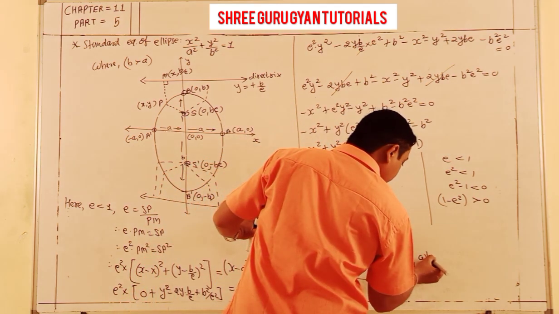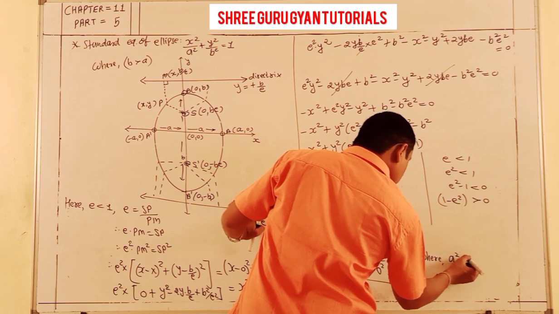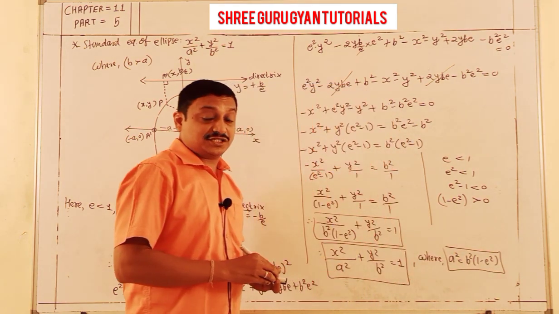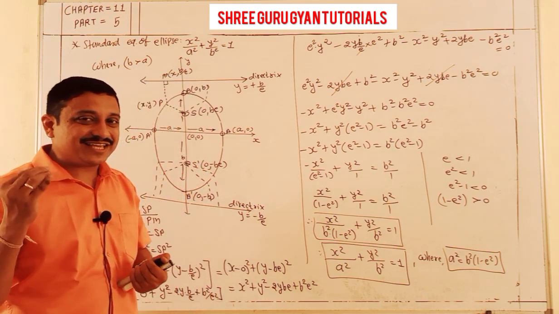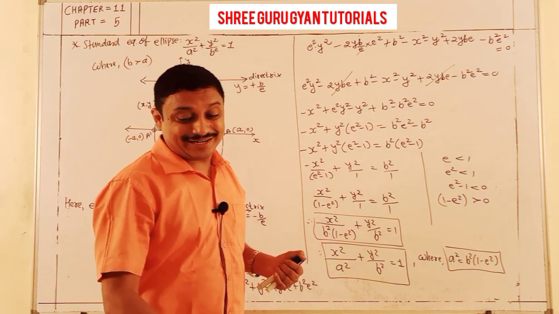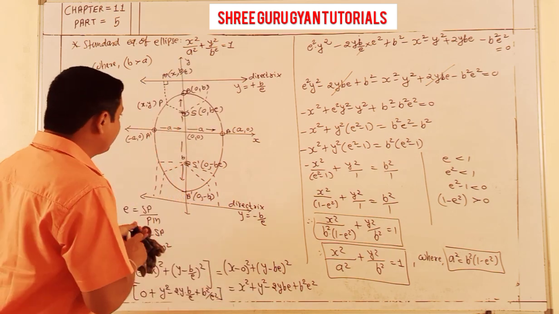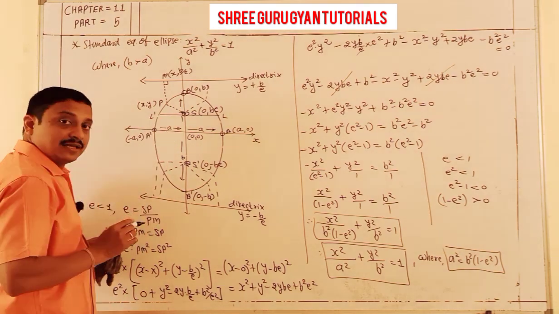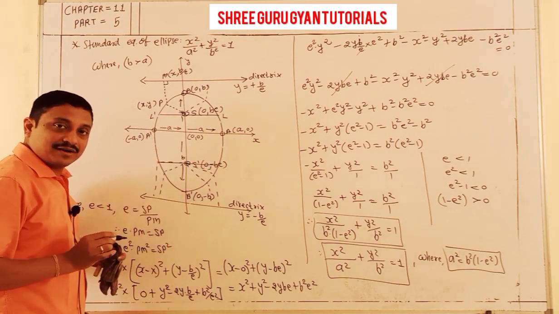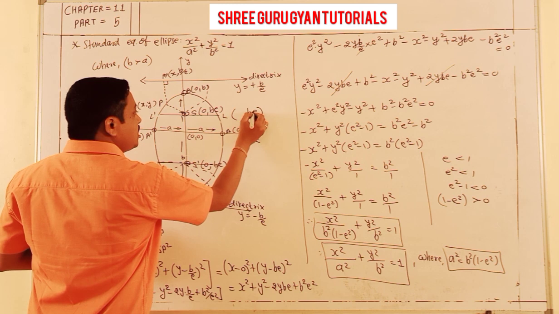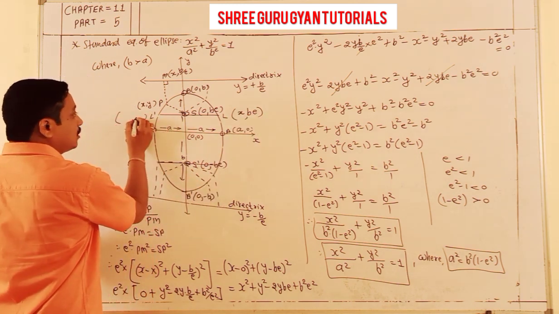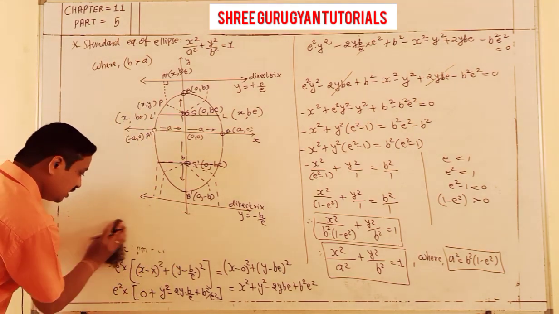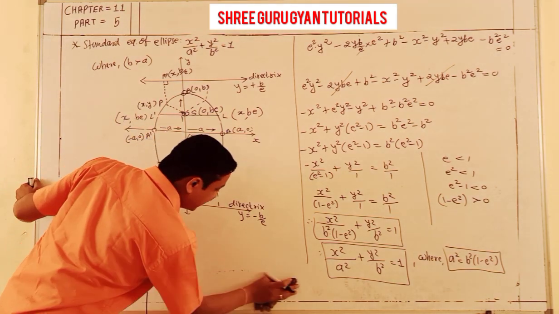Where a square is equal to b square into 1 minus e square. This condition is the main condition to utilize every time in the final numerical calculation. Now students, I will go to the length of latus rectum, L and L dash. Either side also has the length of latus rectum. Your y coordinate is b e, x is unknown. Here b e, x is unknown, and that I derive. So definitely you will easily get your x value.